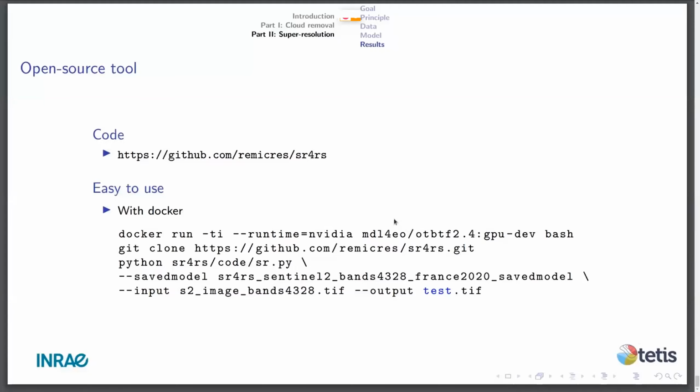So now you can download any Sentinel-2 image and apply our pre-trained network. You can get our code, it's open source, it's on GitHub, and it's easy to use with Docker. You can even use some NVIDIA GPU support, and you can generate a high resolution image in just 3 command lines. So it's up to you if you want to play with it. You can also train the model, of course.